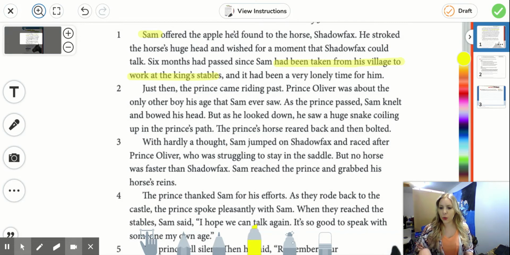So reared back is, you know, when you've seen horses go back on their back feet, like when they get freaked out and then they run off. So that's what happened. Horses are really scared of snakes. And so he sees this snake and he's like, oh man. And then he's like, I'm out, peace. And the horse just bounces. He's done.